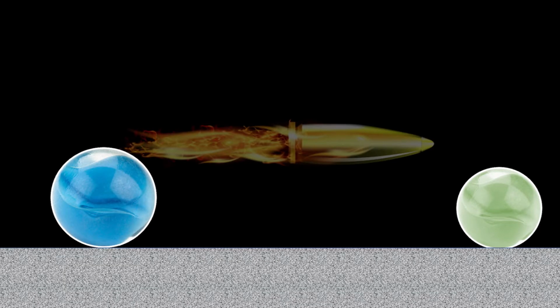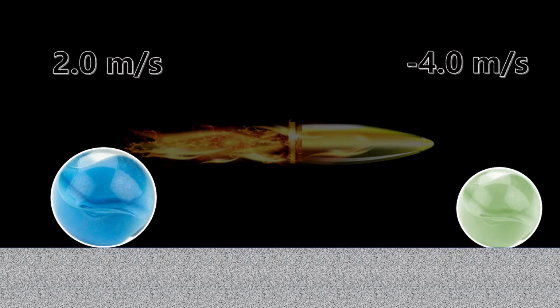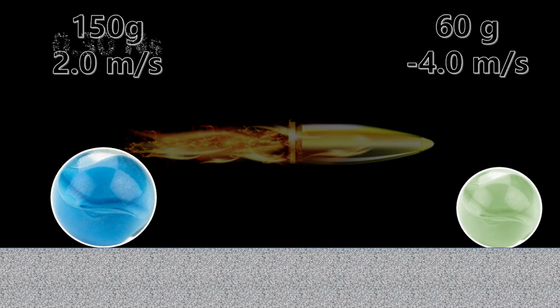So let's consider that we have these two marbles. I realize you see a bullet in the middle of your screen. That's just the background. That actually has no effect on this example. Let's just imagine those two marbles, and the first one, the blue one, is going at 2 meters per second and the green one is going at -4 meters per second. The blue marble is a bit bigger, it's 150 grams, and the green marble is 60 grams.